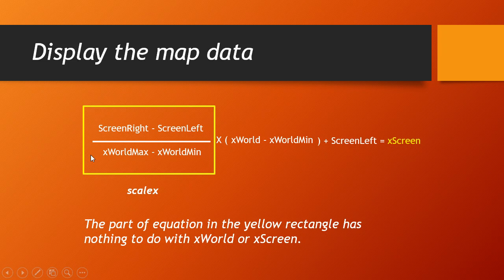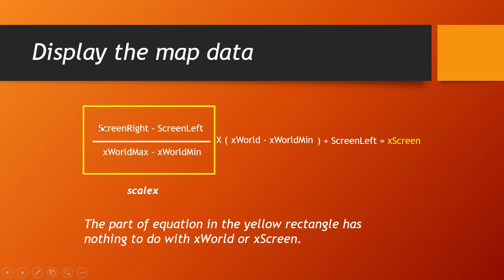Before we have our conclusion, I will explain a little bit more about this part of the equation. This is the x direction. We have already noticed that the part of the equation in the yellow rectangle has nothing to do with x world or x screen. Actually, it equals the width of the screen you want to display your map on and the width of the map you want to display on the screen.